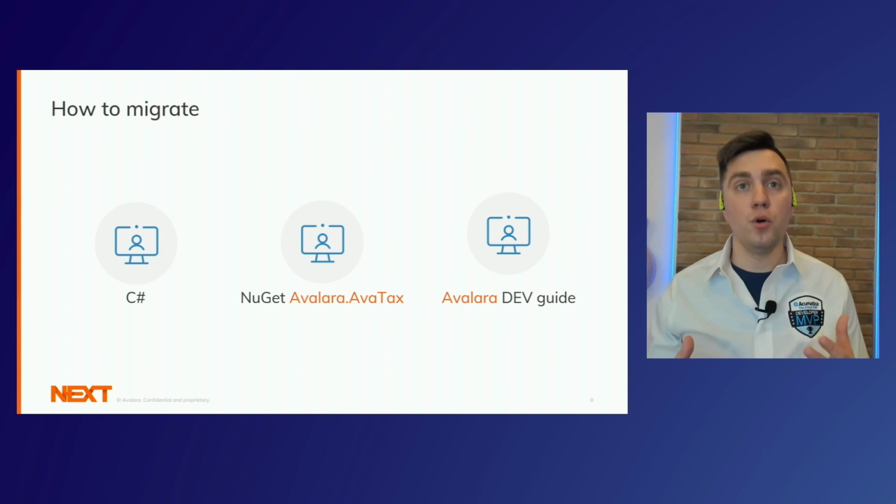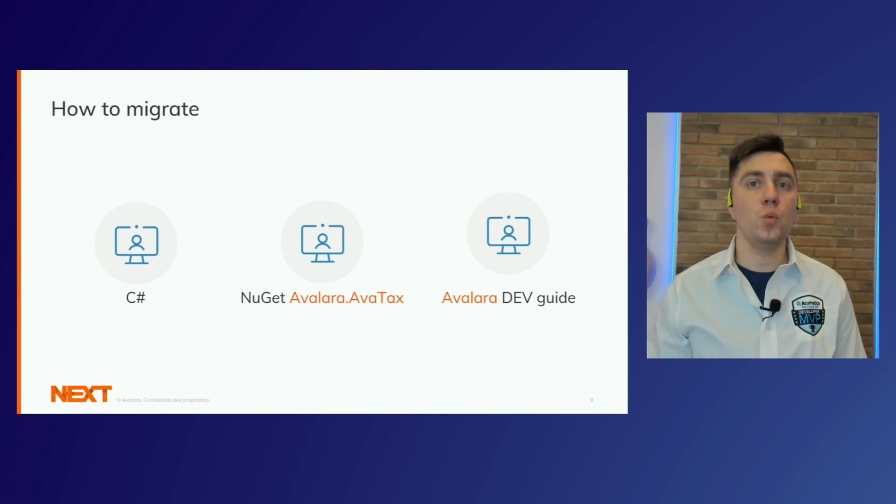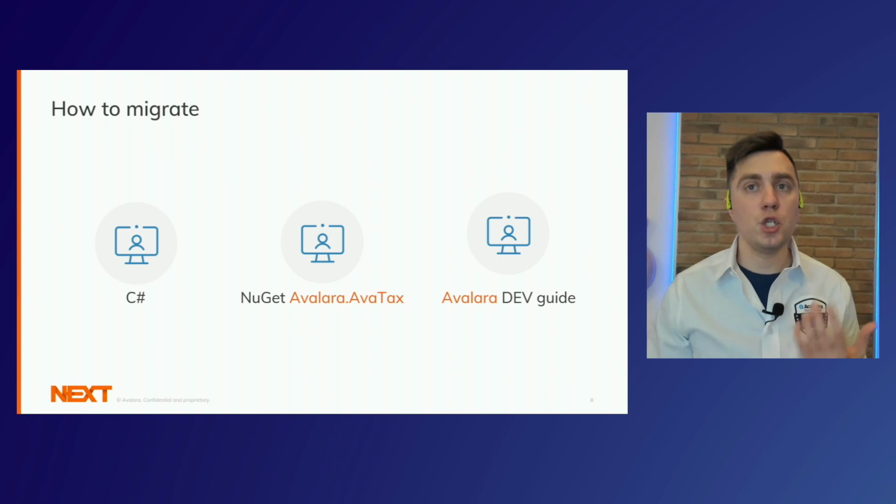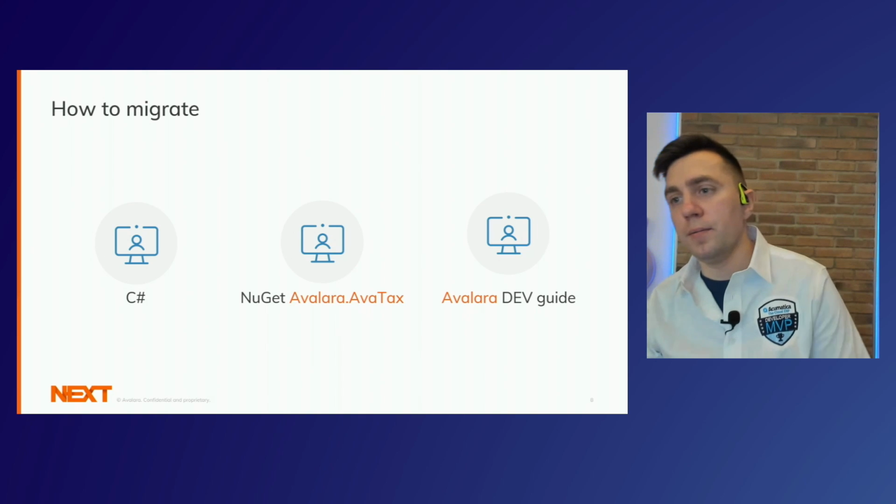Now let's talk about how to migrate. To migrate, you will need C#, the Avalara AvaTax NuGet package, and of course the Avalara dev guide, which you can get from their site. Please keep in mind that in Acumatica we use C# and the Avalara AvaTax NuGet package, so all further comparison and examples will be based on these things. Let's go.